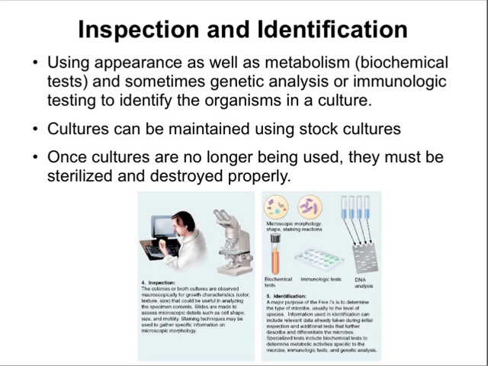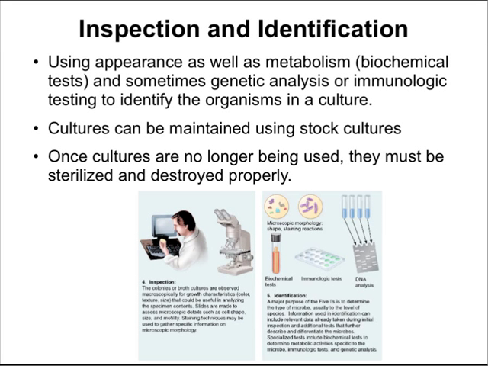In inspection, we use the appearance as well as the metabolism. So we use some biochemical tests and sometimes genetic analysis or immunologic testing to identify organisms specifically in a culture. Now, we can do some of that macroscopically by simply observing the colors of the cultures and the shapes of the cultures. And then the microscope can help us visualize the specific shapes, either round or rod-shaped, or whether they're clumped or separate. This is a phase we call inspection.